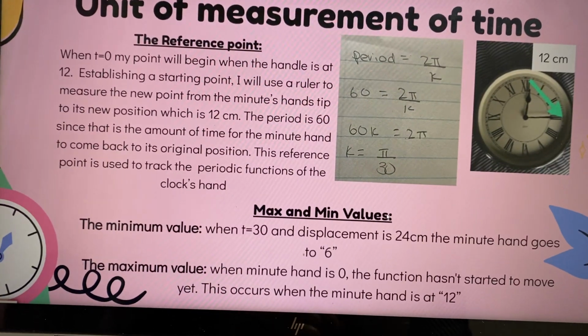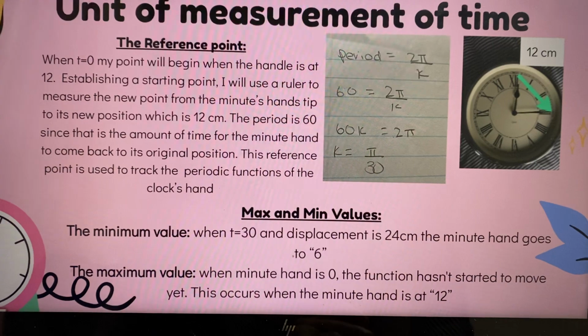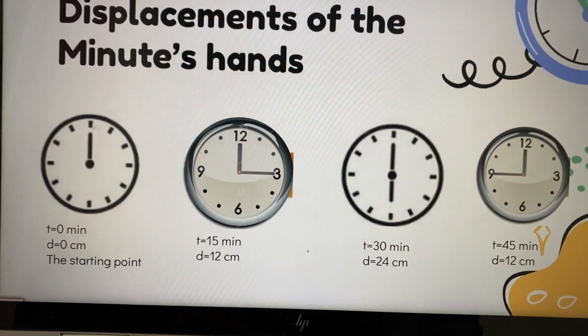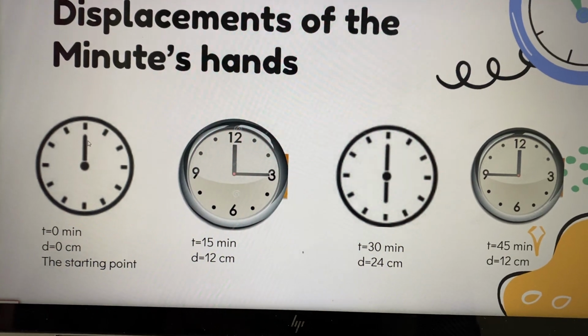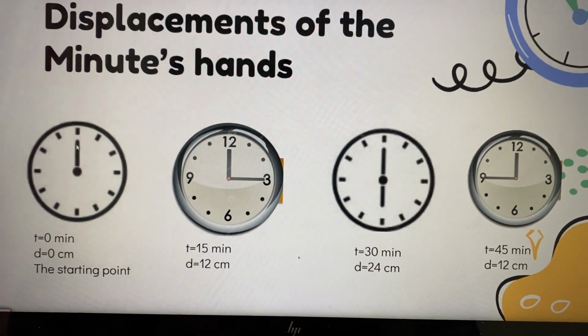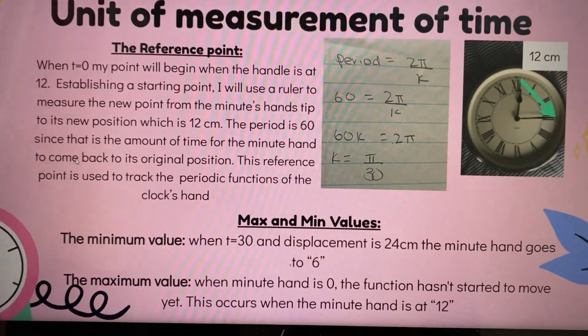As for the maximum value, when the minute hand is at 0, the function hasn't started to move yet, and this happens when the hand is at 12. So if we look at the first clock, we can see that in here, it hasn't started yet, so the time is 0 and the displacement is also 0. And this is our starting point, which is our maximum value.